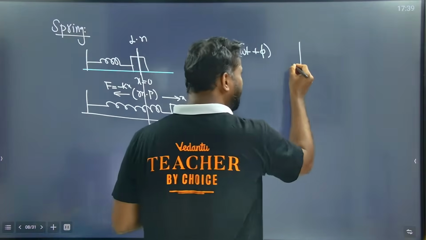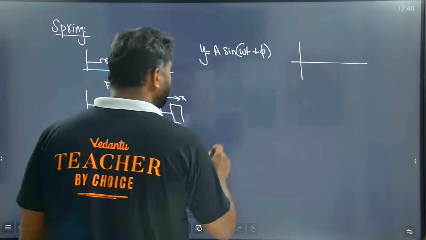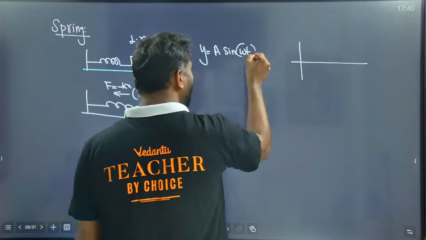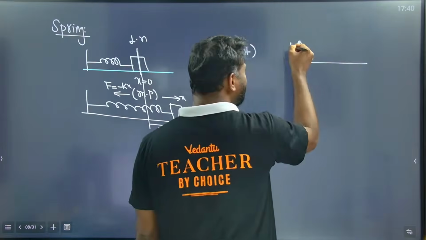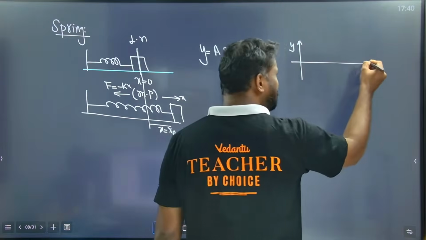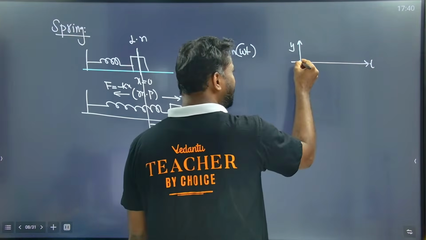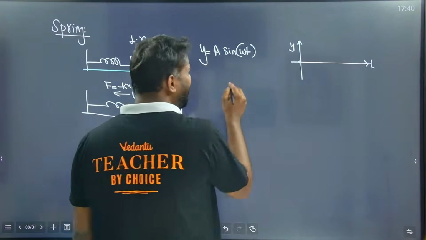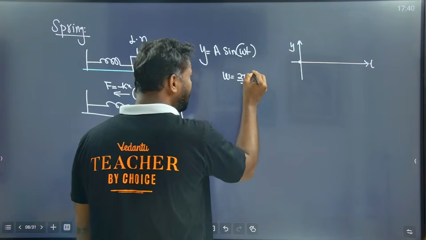Now listen carefully. First I'll take phi is equal to 0, so I am representing sin omega t. This is the displacement of the particle, and this is the time. At t equal to 0, substituting gives the value of y as 0, right? Because omega can be represented as 2 pi by T, with capital T.